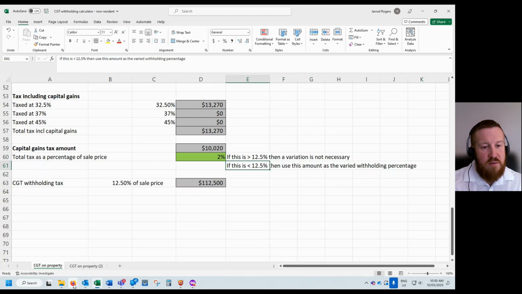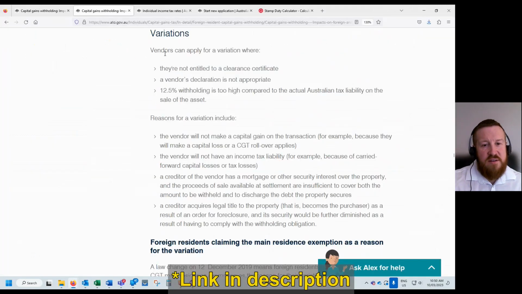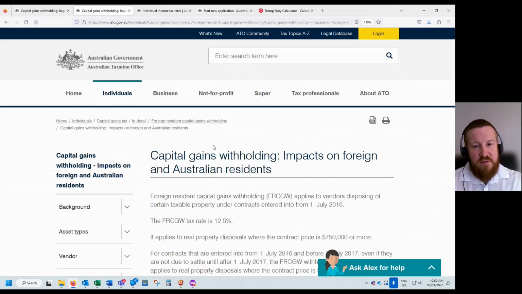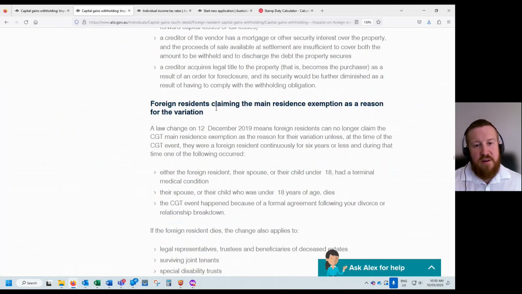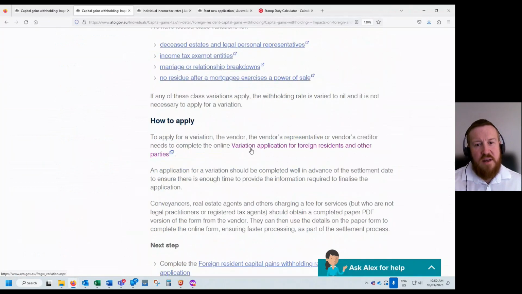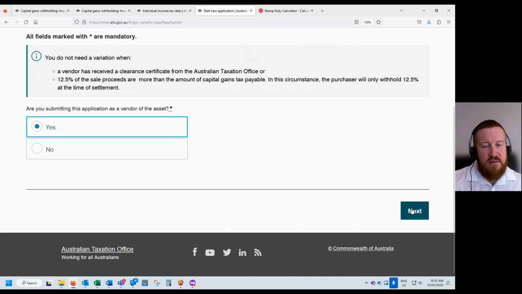So if you go to the ATO website, it discusses the different aspects of the withholding tax, including variation. You click on the variations link, and it explains a few things that you can and can't do, and then click on the application form here. I've started an application form just to make this a bit quicker. Vendor is the seller of the asset, so let's assume that I'm the person selling it rather than lodging this as a tax agent.